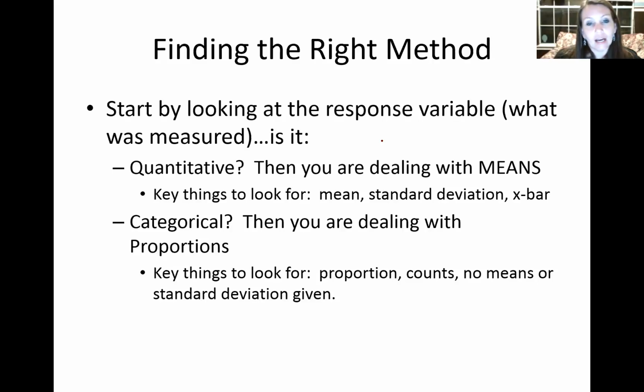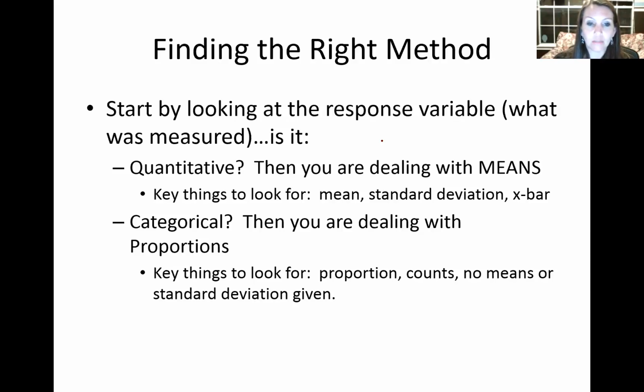So this is the thought process that I go through when I'm trying to figure out which method is the right one. The very first thing that I ask is, is the variable that we're measuring categorical or quantitative? If it's quantitative, then we're dealing with means. Some keywords in the problem might be means, standard deviations, X bars, things like that. Then you're dealing with quantitative data.